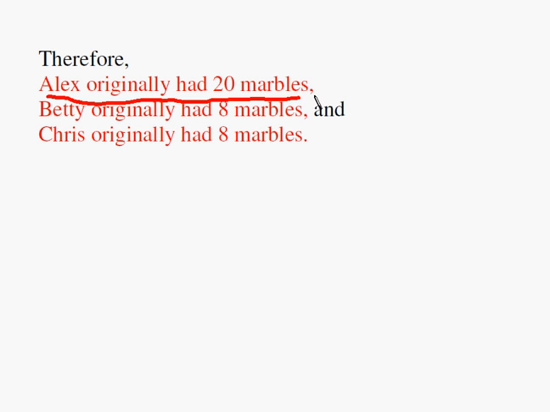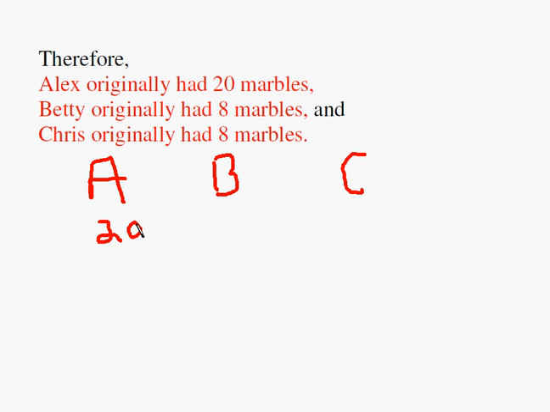Alex had 20 marbles to begin with. Betty had 8 marbles to begin with. Chris had 8 marbles to begin with. Now let's go back and check if our answer really makes sense. Well, Alex had 20. Betty had 8. B stands for Betty, A for Alex, C for Chris. 20, 8, and 8 originally. What happened first? Alex gave Betty half of his marbles. So Alex had 10 because half of 20 is 10. Betty got 10, so Betty now has 18.